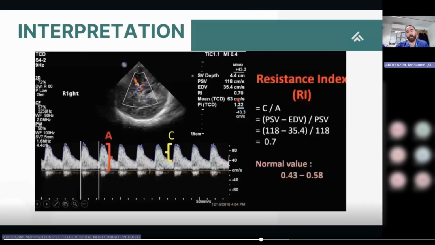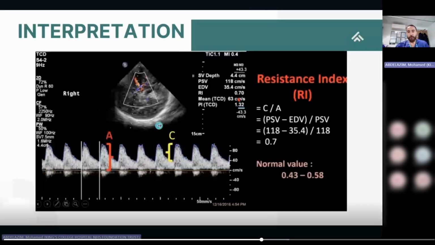So talking about resistance and pulsatility index, the normal value for resistance index in children is usually between 0.43 and 0.58. The difference between both is usually a calculation thing. The resistance index is the difference between the peak systolic velocity and the end diastolic velocity, over the peak systolic velocity.